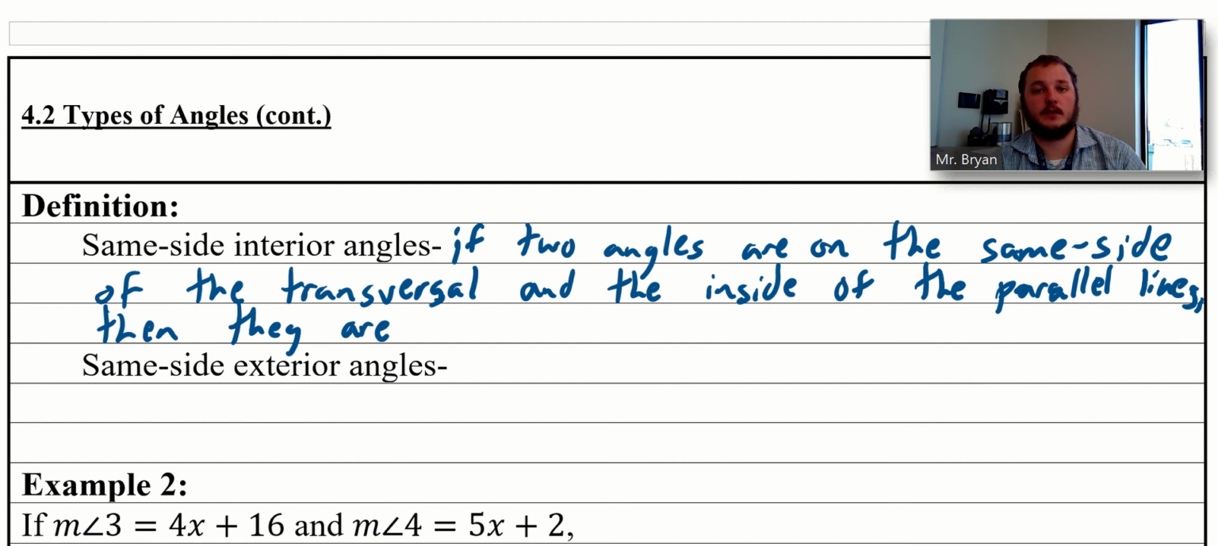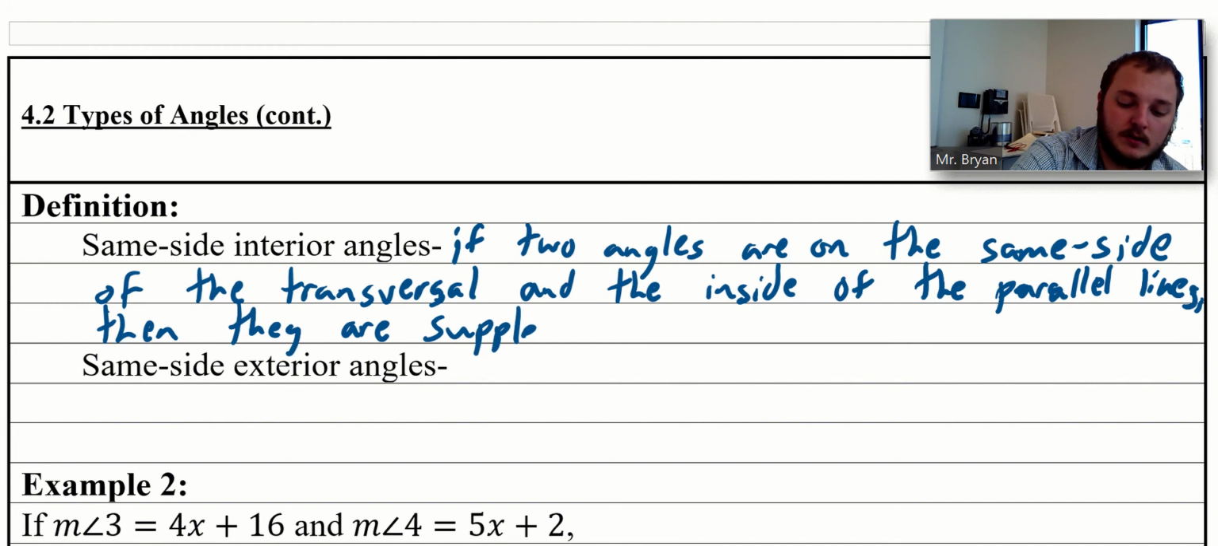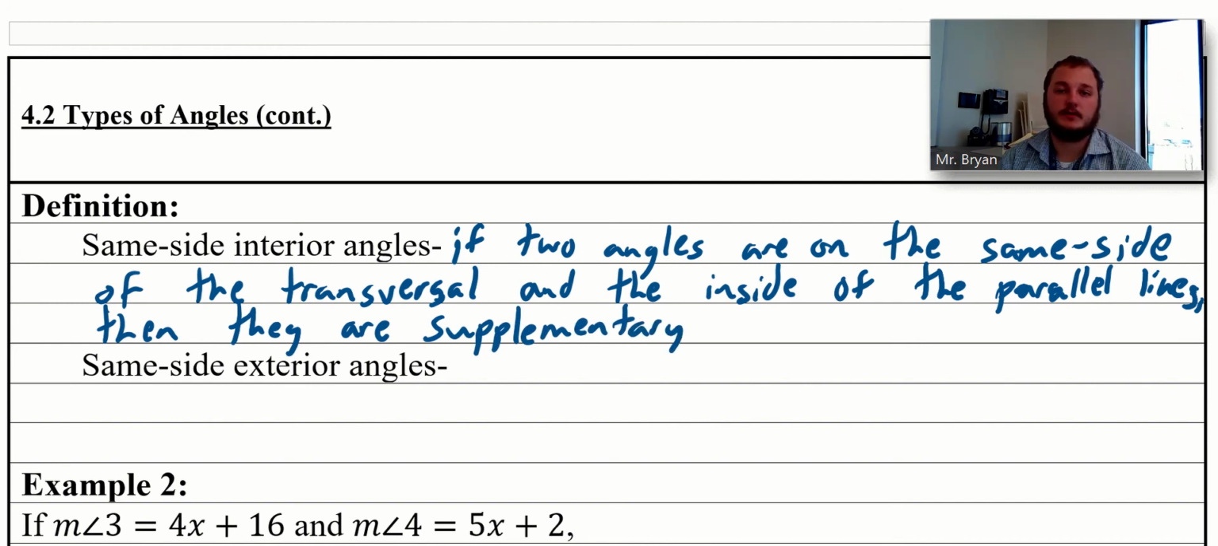We said the last two, they were both congruent. In this case, if we see something with same side interior angles, then they're what we call supplementary. Okay, same side interior angles are always going to be supplementary. So they're on the same side of the transversal and on the inside of the parallel lines here.